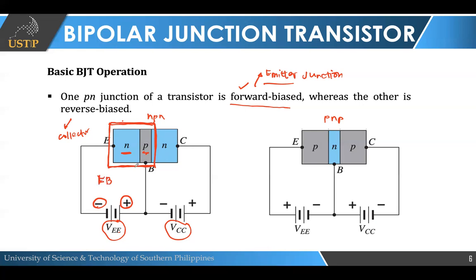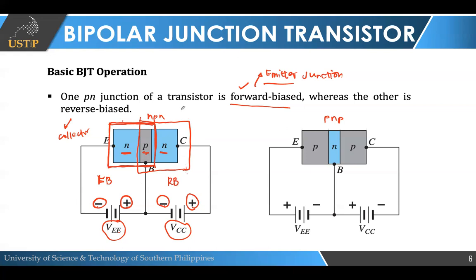Now, let's take a look at the collector junction, this junction. Alright. We need to reverse bias this junction. So it should be the opposite. So our N here should be connected to positive. Right? And then P is connected to our negative. So, indeed, it is reverse biased.